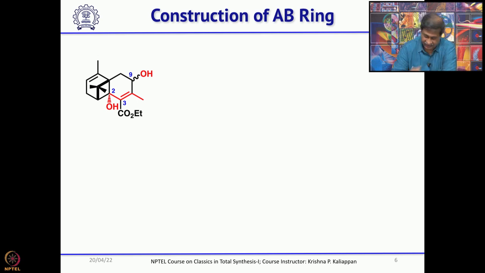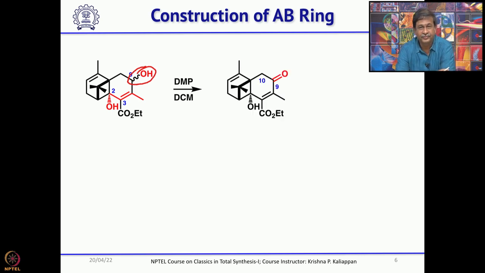Next, having got that, you don't need the alcohol here. Later I will come back to how you can selectively introduce the hydroxyl group. So for the time being, you oxidize this alcohol to the ketone using Dess-Martin periodinane reagent. You get the ketone.